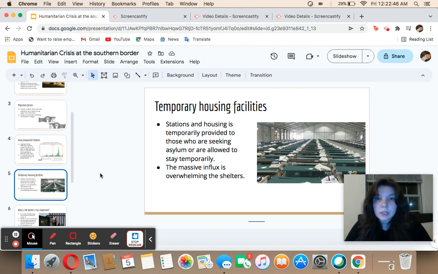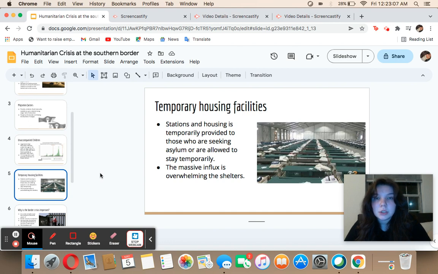Temporary housing facilities. They're located at every entry port, and they're just stations and housing that provide temporary shelter while the refugees are temporarily staying in the United States, waiting for their decision to be made if they have legal status or if they're getting deported back to their home country.